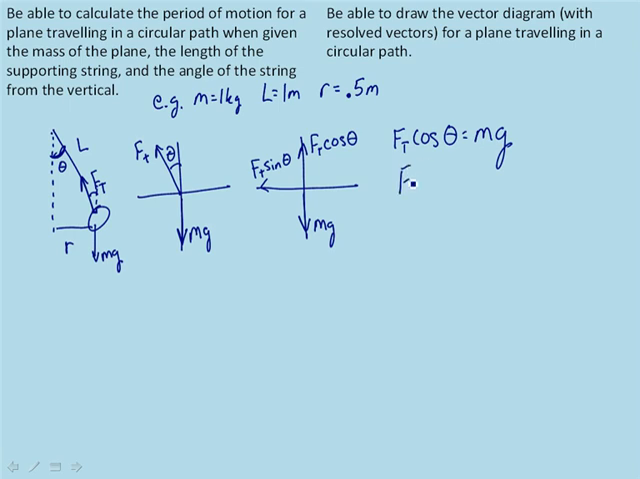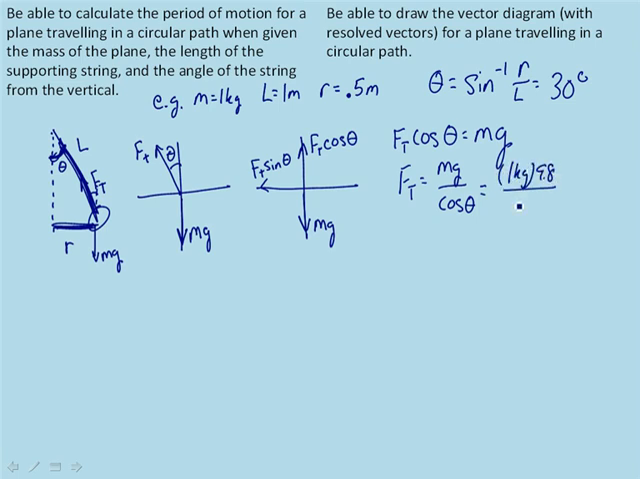So I can solve for Ft. That's equal to mg over cosine theta. To find theta, that is this angle theta, I have the length L here and the R here. So it is just the inverse sine of the opposite over the hypotenuse, that is R over L, and in this case it's 30 degrees. So putting in those numbers, 1 kilogram, 9.8, cosine of 30, that's equal to 11.3 newtons. Now that gives me my tension force.